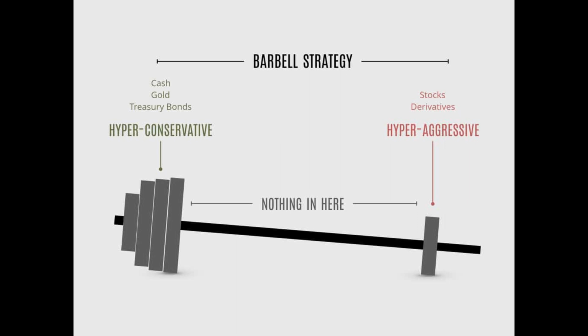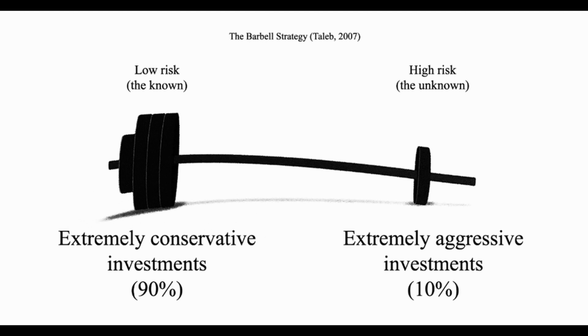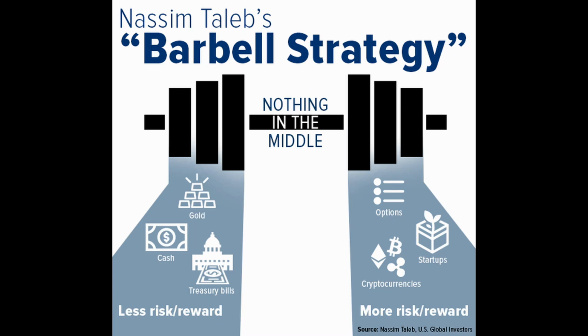This means resisting the urge to allocate a significant portion of your portfolio to moderately risky investments that may offer moderate returns but also pose a higher risk of loss. Overall, the barbell strategy is designed to help investors navigate the inherent uncertainty and risk of the financial markets by focusing on 2 distinct and opposing investment strategies. By avoiding the middle ground and emphasizing safety and growth at the extremes, the barbell strategy can help to minimize losses while maximizing potential gains.